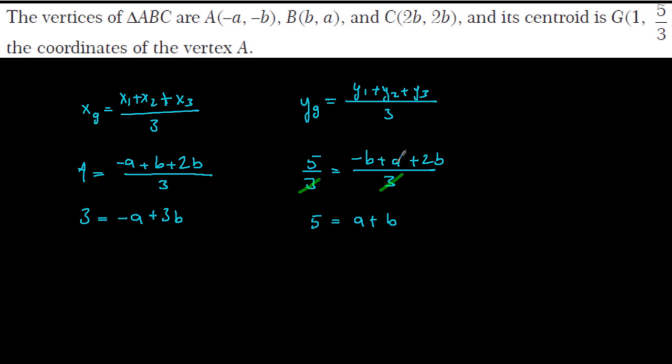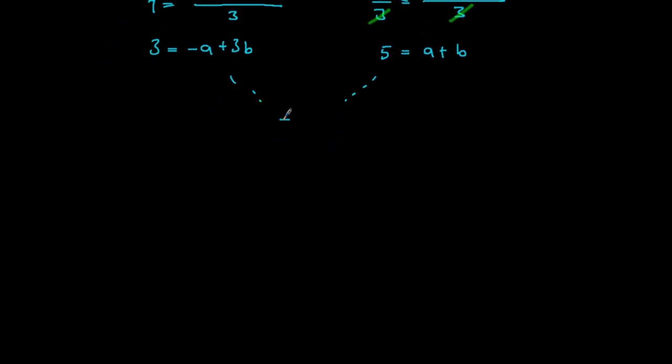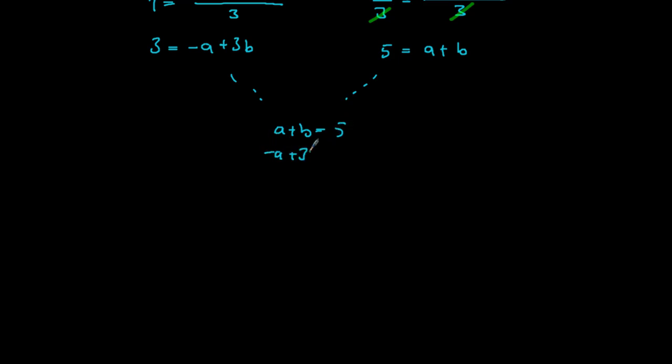It's going to be equal to b, which means 5 is equal to a plus b. I have two equations here: a plus b is equal to 5, which is better for me to solve the system, and minus a plus 3b is equal to 3.